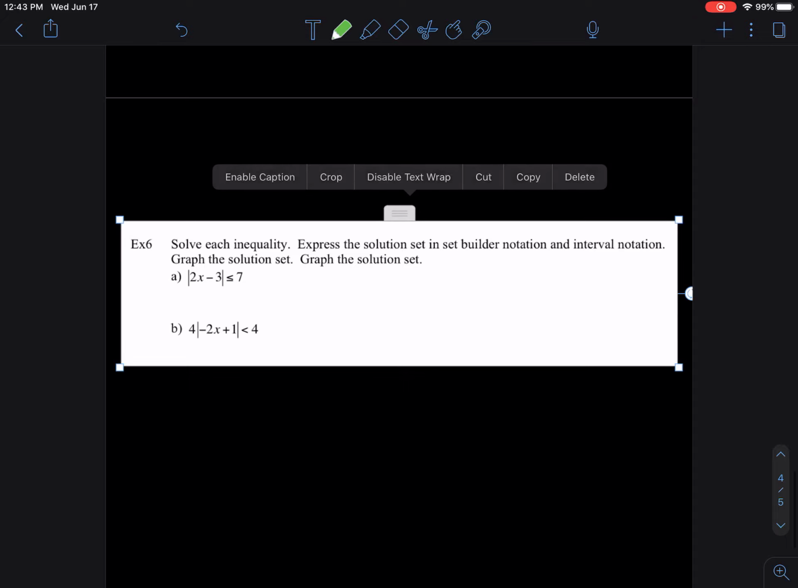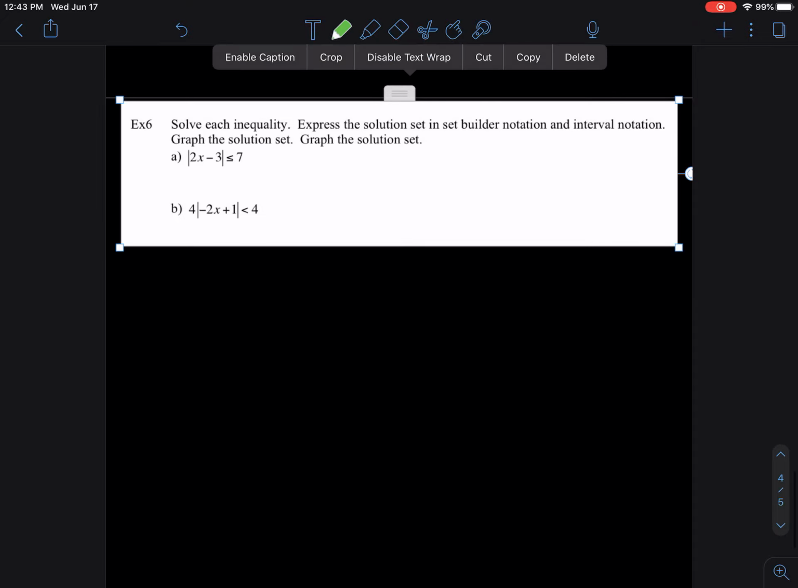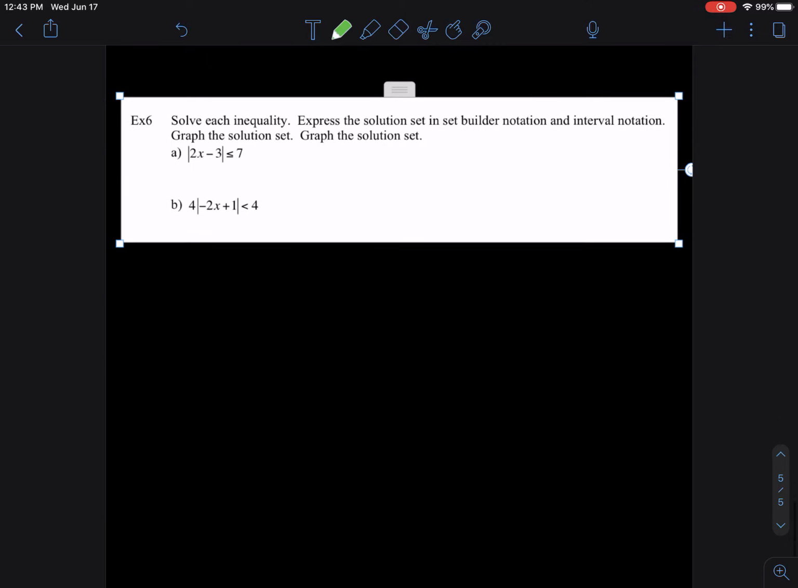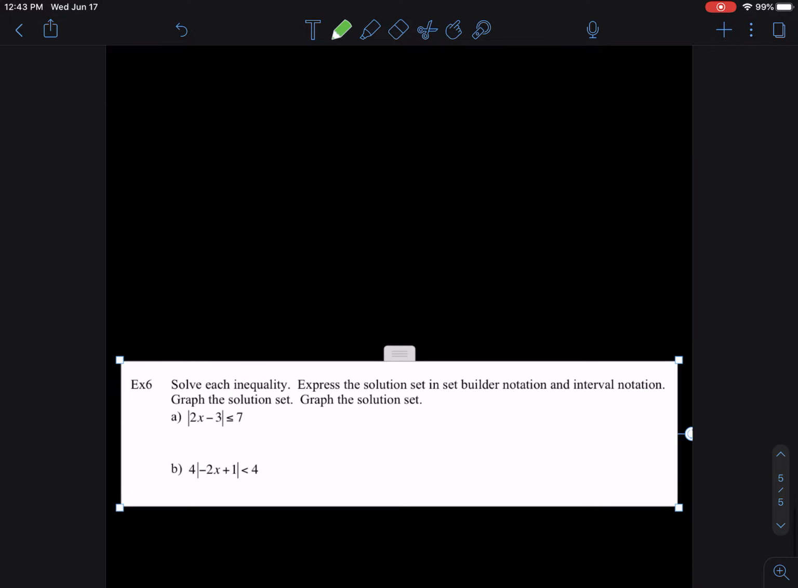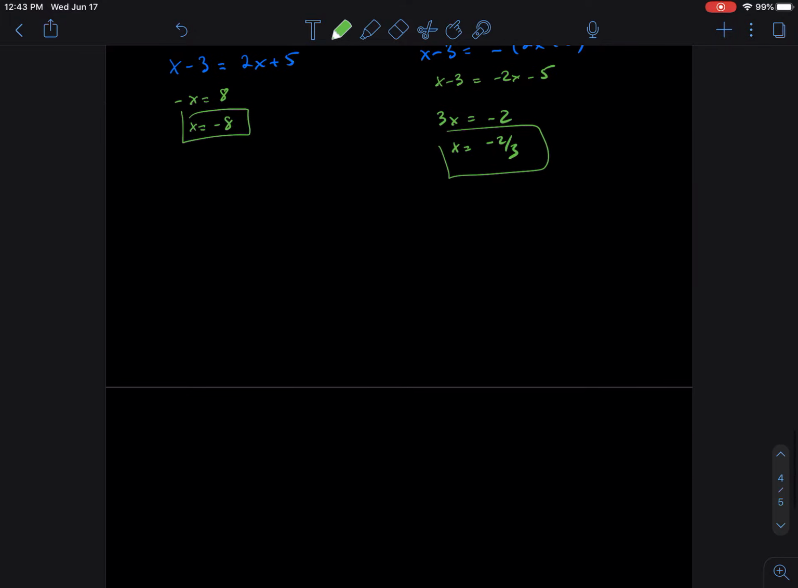Let's do one with inequalities. Inequalities are slightly more confusing. But before we do this example, I want to look at some pictures real quick and show you where we're heading here. Absolute value inequalities.